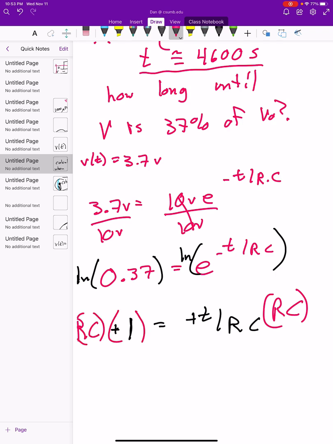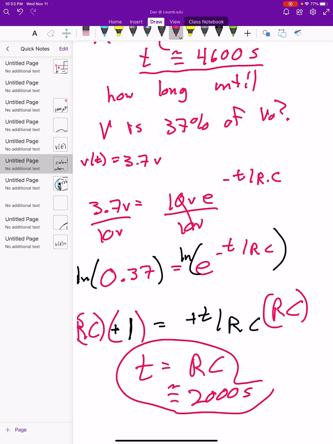And I get that t is equal to RC, which is, in this case, about 2,000 seconds. All right, so that's how I get the fact that I can just multiply R times C, because the natural logarithm of 0.37, or 37%, is -1, and multiplying everything together, t is just equal to R times C. Okay, that's it for now.